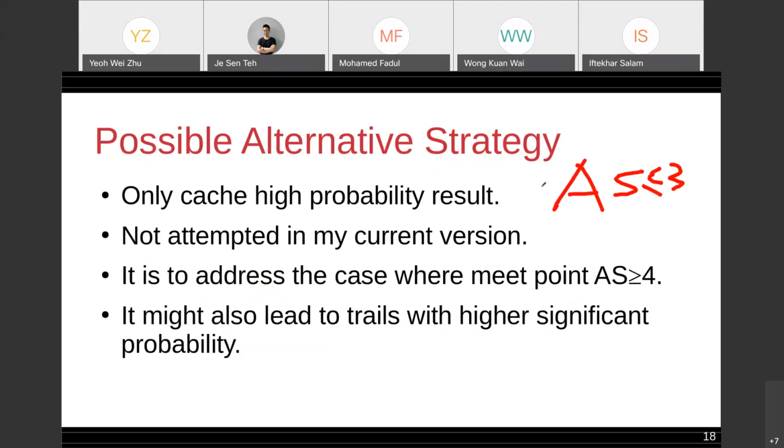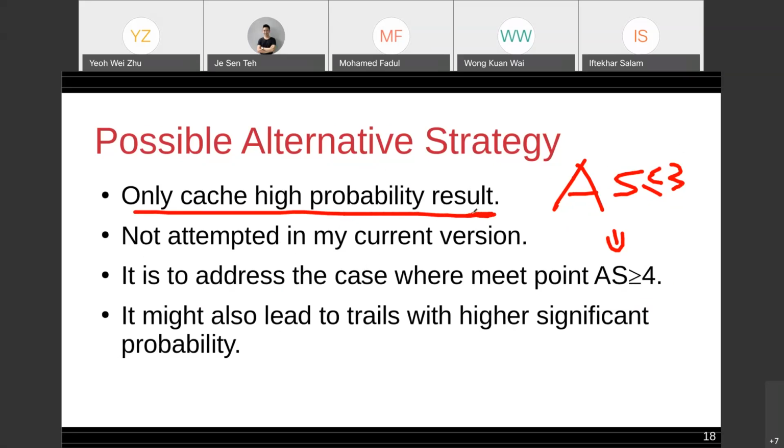So another way to make it work for ATS boxes greater than or equal to 4 is to only cache the high probability results and use a different encoding method for it. This is not attempted in my version because I found that exposures smaller than or equal to 3 actually contribute a large proportion of the probability, but it might not be the case for some block ciphers. So you can also try to implement on your own how to use the high probability results only to index and retrieve the things.